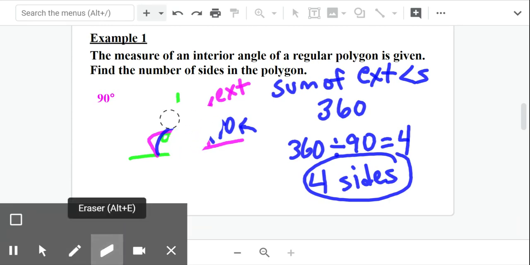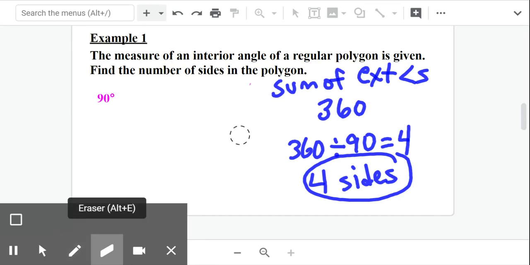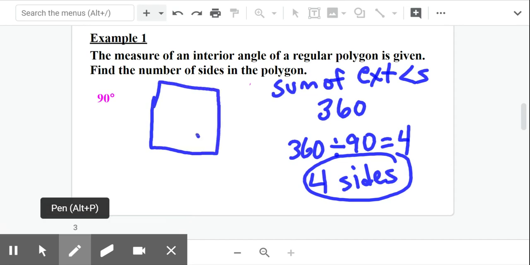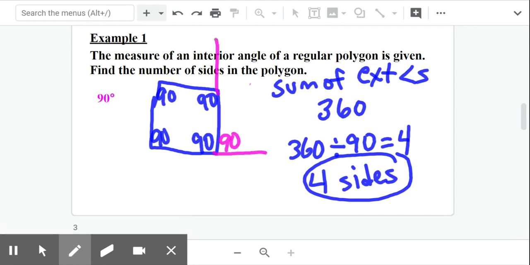Now let me show you a better picture of what this looks like so you understand. So we've got a square. That's an awful square, but you know. Each angle is 90 degrees, and each exterior angle is also 90 degrees. And that's where that 360 comes from, the pink angles. 90 times 4 is 360. There's 4 of them, and therefore there's 4 sides.